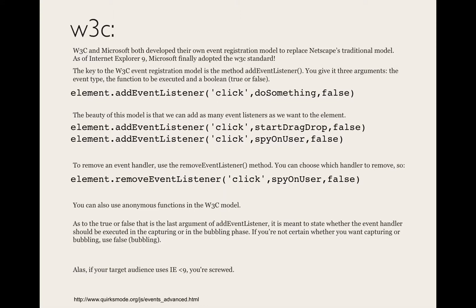So the key to the W3C event registration model is the method addEventListener, and you give it three arguments: the event type. Notice it doesn't usually have the on designation; instead of onClick, it's just click. The function to be executed, and a Boolean. The Boolean, if you remember, has to do with the bubbling of the event through the DOM. And the beauty of this model is we can add as many event listeners as we want, we can remove event listeners, and we can use anonymous functions in this model. If you remember the anonymous function, you can stick it right in there instead of a function call.